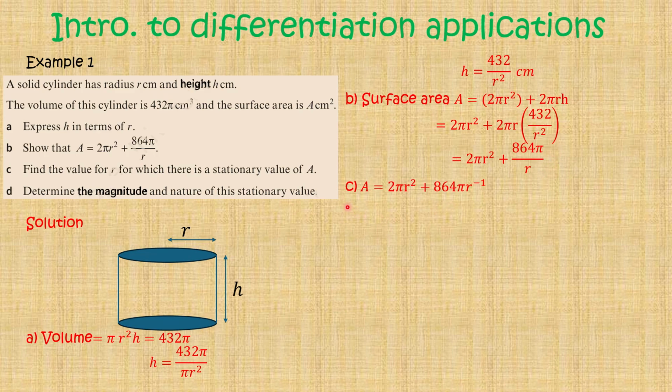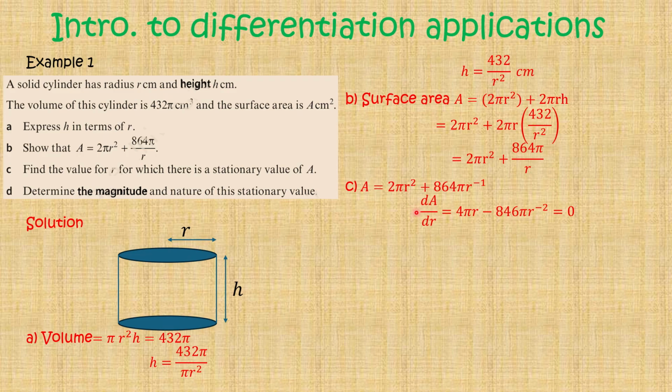Let's jump into part C. With part C, the question says, find the value of r for which there is a stationary value of A. Now, we know what A is. A was obtained from part B, the surface area. Now, with that, we are going to find the first derivative of A with respect to r. So, dA/dr becomes 4 pi r minus 864 pi r to the power minus 2.